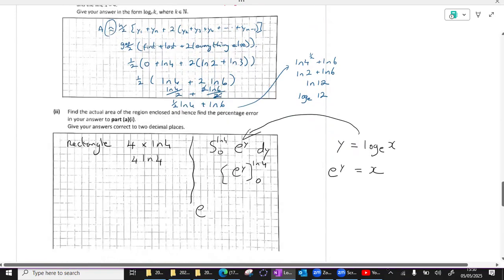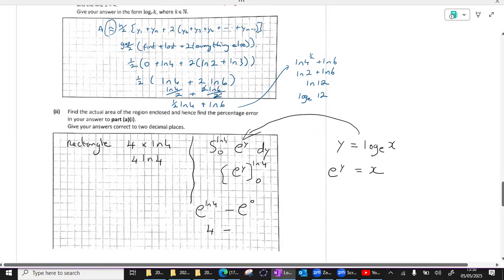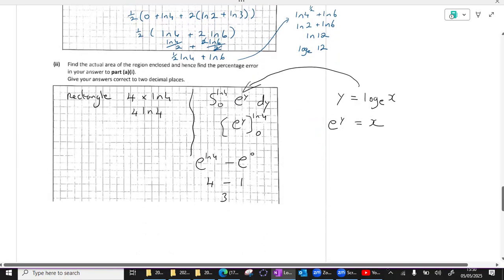So I have e to the power of natural log of 4 minus e to the power of 0. So e to the power of the natural log of 4 is 4. And e to the power of 0 is 1. So I end up getting 3. So what I need to do is 4 natural log of 4 minus 3. Now, when I put that into my calculator, I'm getting 2.54517, etc.